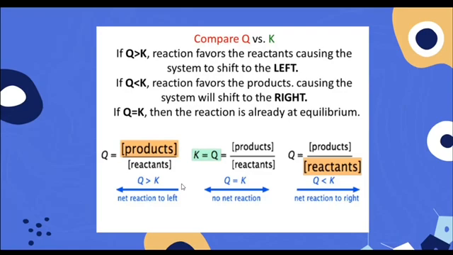In our second case, when Q is less than K, it means that the reactants are more than the products. In this case, the reactants will have to reduce themselves so it can reach equilibrium. The reaction here favors the product side, or the right side, and it's moving in the forward direction. The last case, Q is equal to K, which means that the reaction is already at equilibrium. It has no net reaction.